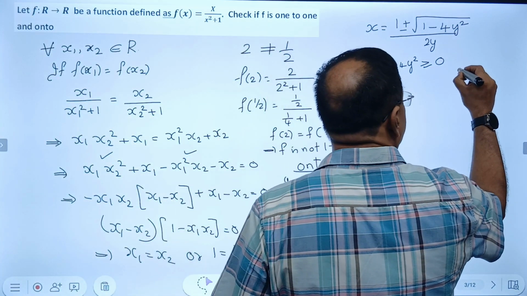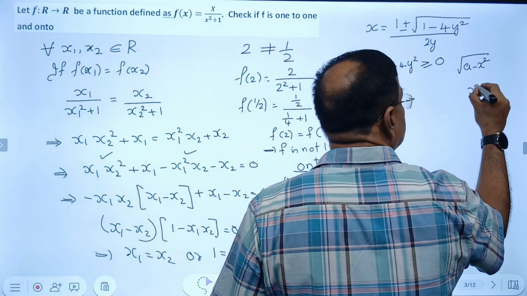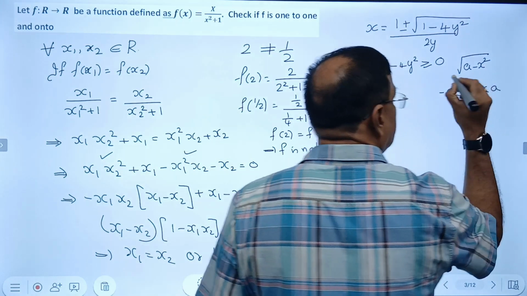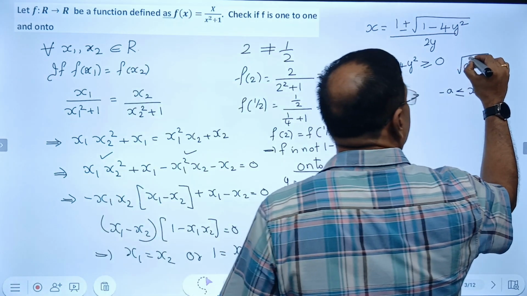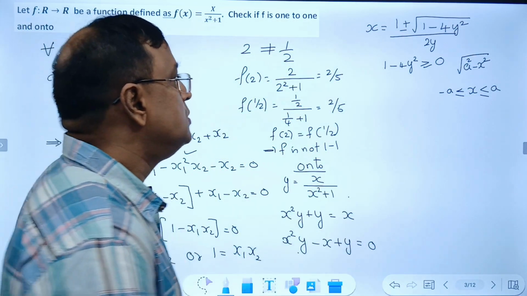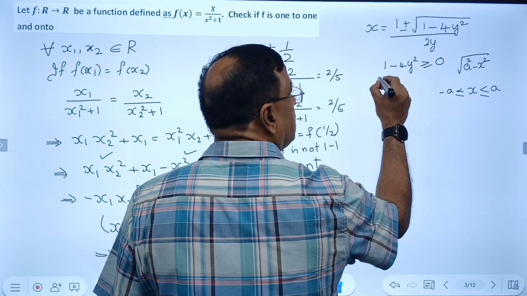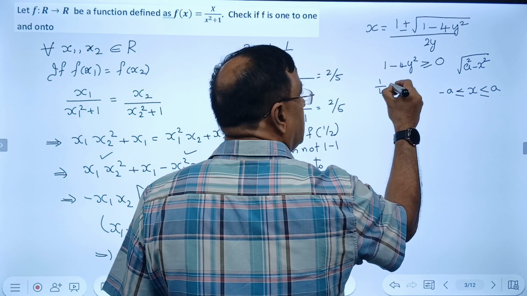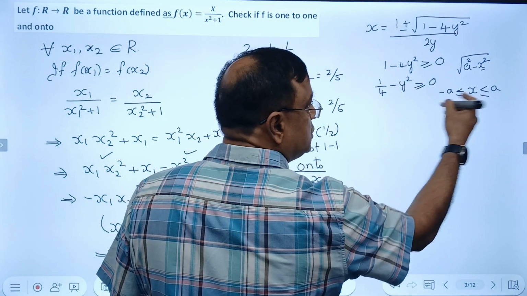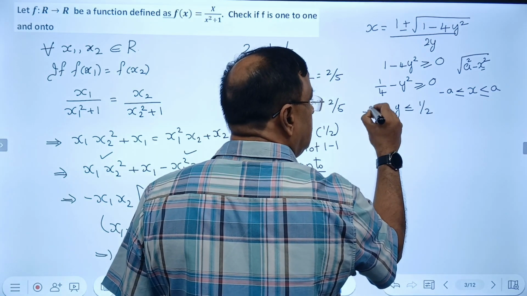But you already know this result that if it is a square minus x square, definitely your x should lie between plus a and minus a. Correct? If it is a square minus x square, your x should lie between plus a and minus a. So here, using the same idea, what do I get? You can write this as 1 by 4 minus y square is greater than or equal to 0. See, it's the same logic. So y will lie between plus half and minus half.